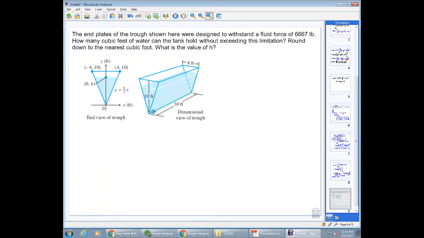Okay, so let's see. The end plates, these triangular things of the trough shown here, were designed to withstand a fluid force of 6,667 pounds. So pounds, again, is the measure of force in our weird American system. What is it in the rest of the world? Does anybody know? Newtons is the common measure, which is kilograms times meters per second squared. Right, it's kilograms with gravity. How many cubic feet of water can the tank hold without exceeding this? And again, we're not concerned about the weight of all the water. We're just concerned about the pressure weight on the wall, the side wall here, just this triangular plate.